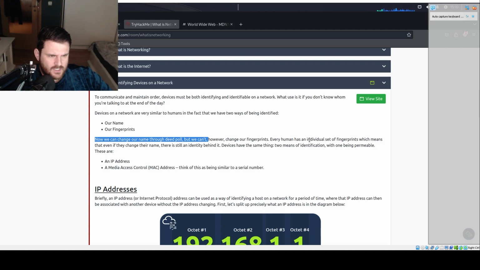Every human has an individual set of fingerprints, which means that even if they change their name, there is still an identity behind it. Devices have the same thing: two means of identification, with one being changeable. These are an IP address and a media access control address, MAC for short. Think of this as being similar to a serial number.